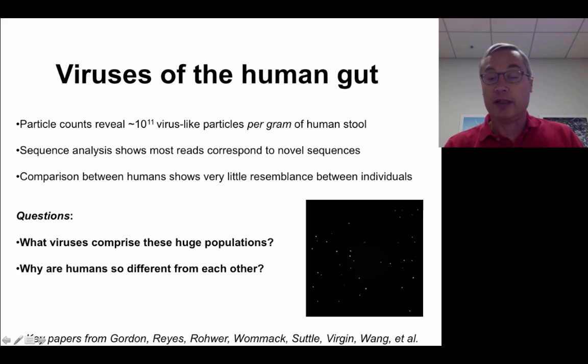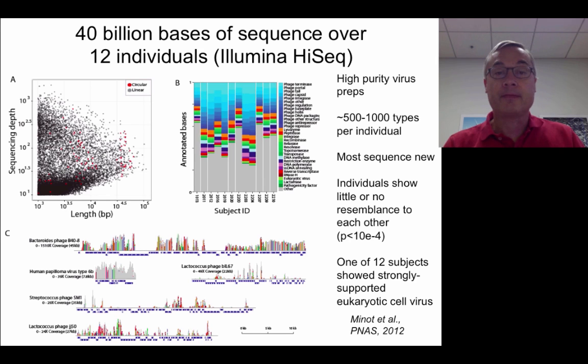And again, many strong labs have contributed to understanding the human virome, some listed below there. So just to give you an overview of some of the kind of data we get, here's some summaries from a paper we published a couple years ago now. So we sequenced 40 billion bases of highly purified viruses from 12 individuals using the Illumina HiSeq method.